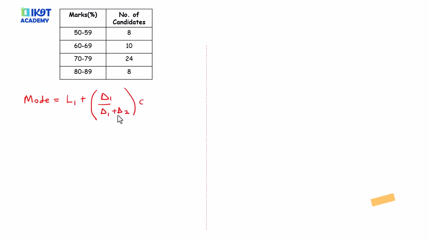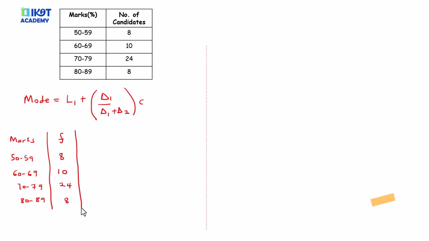So here I have this in a class interval. Some of us by now may not understand what this is, and I'm going to explain it in a bit. So I'm going to put here marks. This is 50 to 59, I have 60 to 69, 70 to 79, 80 to 89. Then number of candidates, I can even call this frequency. Actually, not I can, it's the frequency. 24, this is 8.